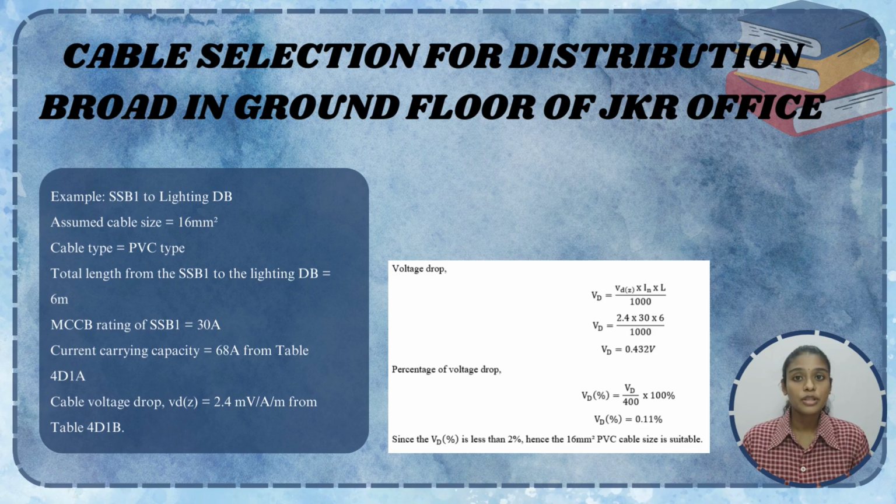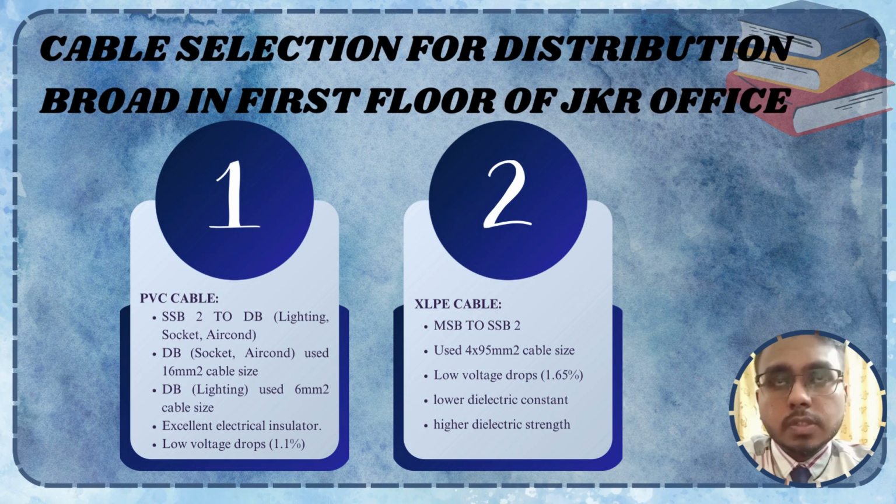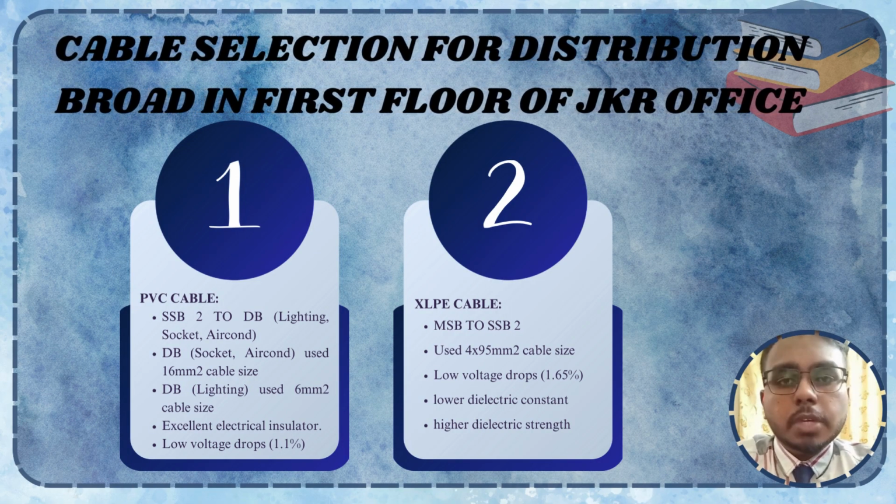The percentage of voltage drop is calculated based on the formula voltage drop divided by 400, which is the three-phase voltage, times 100%. The calculated percentage of voltage drop is 0.11%. Since the voltage drop percentage is less than 2%, the selected 16 mm² cable is suitable. This cable was our choice for SSB2 to DB.